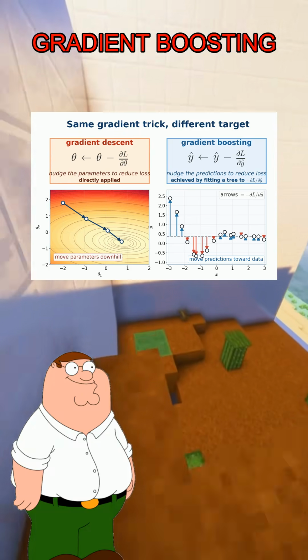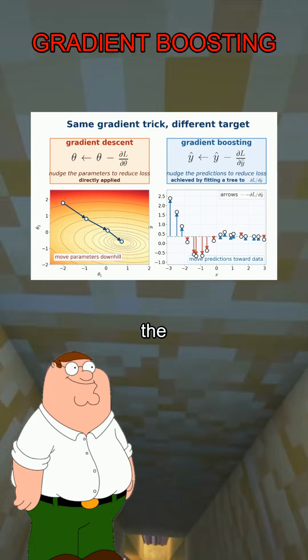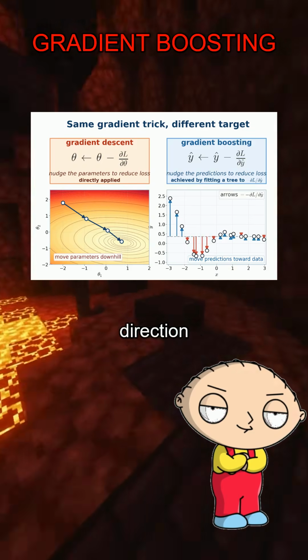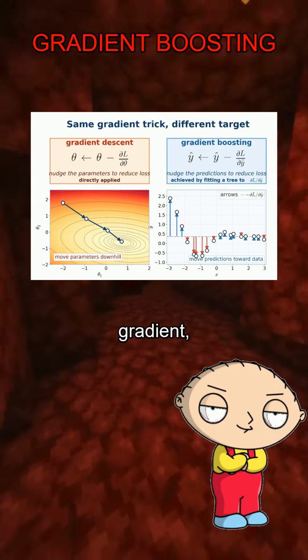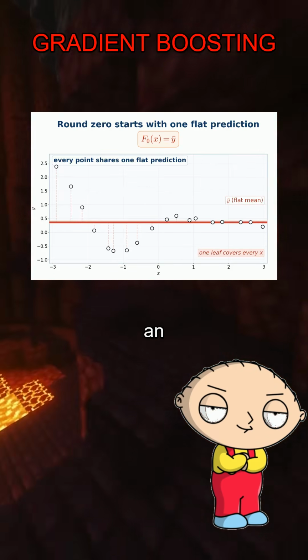Oh, that's clever. The new decision tree is basically correcting the model's prediction error by nudging the model's predictions towards lower loss. Precisely. And since the direction towards lower loss is the negative loss gradient, we fit the new decision tree on exactly that. Now let's make this concrete with an example.